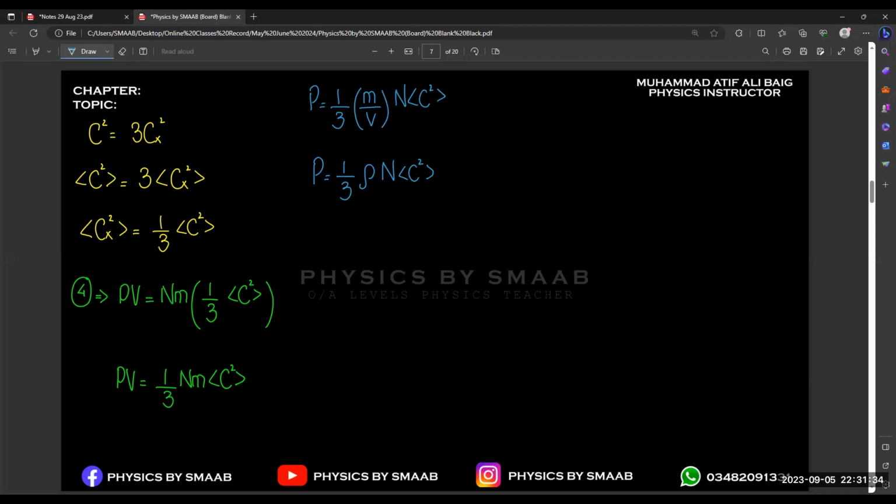Or we just include this N with the density symbol, because we are talking about N number of molecules, right? So this N will multiply with M. If we are talking about only one molecule, one object, we write M over V. But we have multiple molecules, so N M over V will give you the concept of density. So this whole value gives you the concept of density.